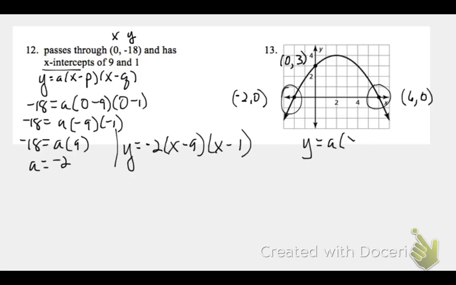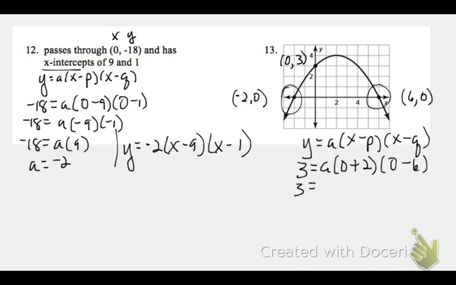So you're going to go through the process again of plugging in the x and y. So that's the point (0, 3). So 3 goes in for y, and then 0 will go in for x. And then we'll have our first x-intercept at -2, so we need to add 2, and then 0 minus 6. So when we simplify that, we'll have 2 times -6, which is -12, and then 3 divided by -12 will leave us with -1/4.